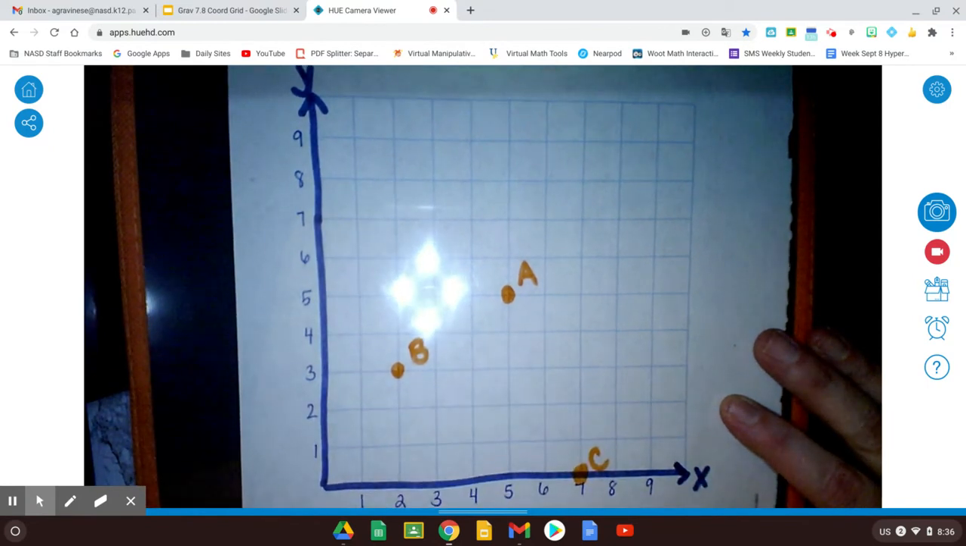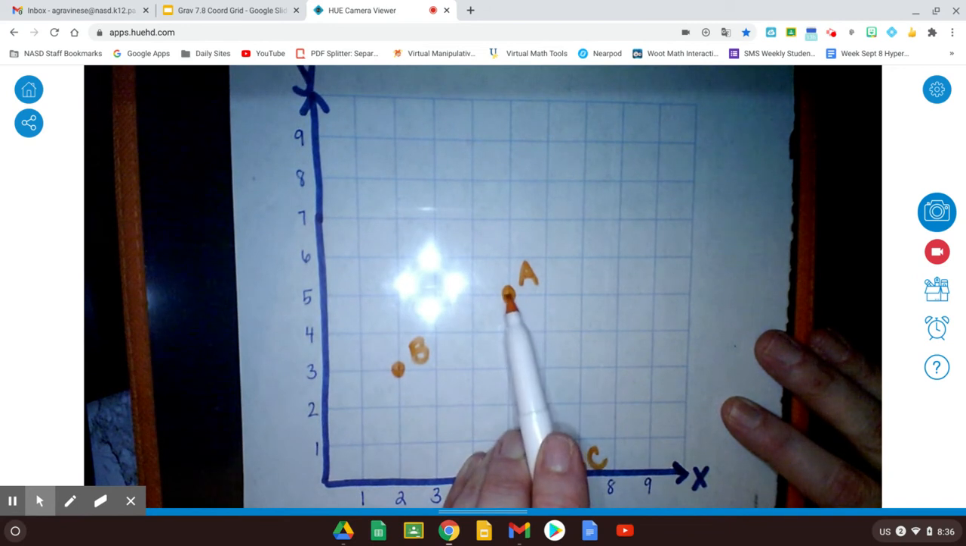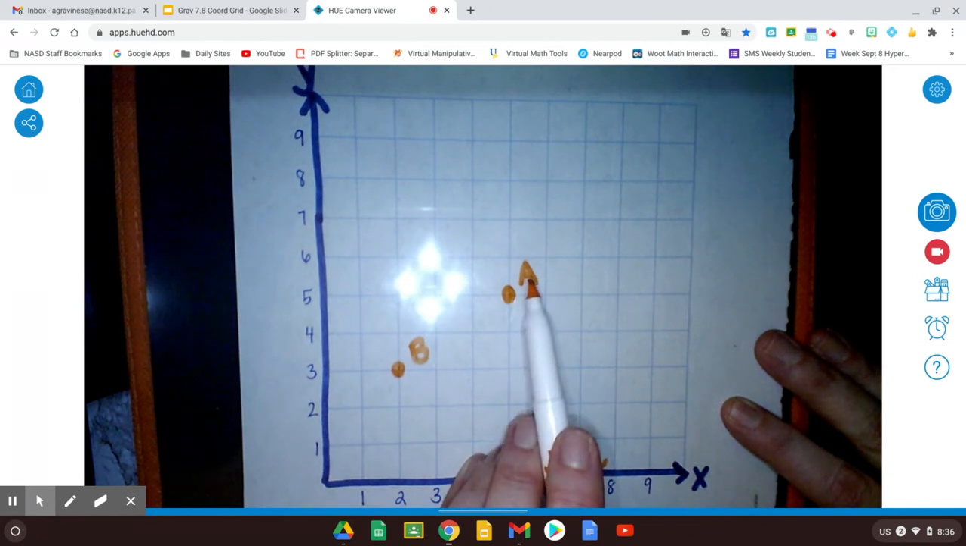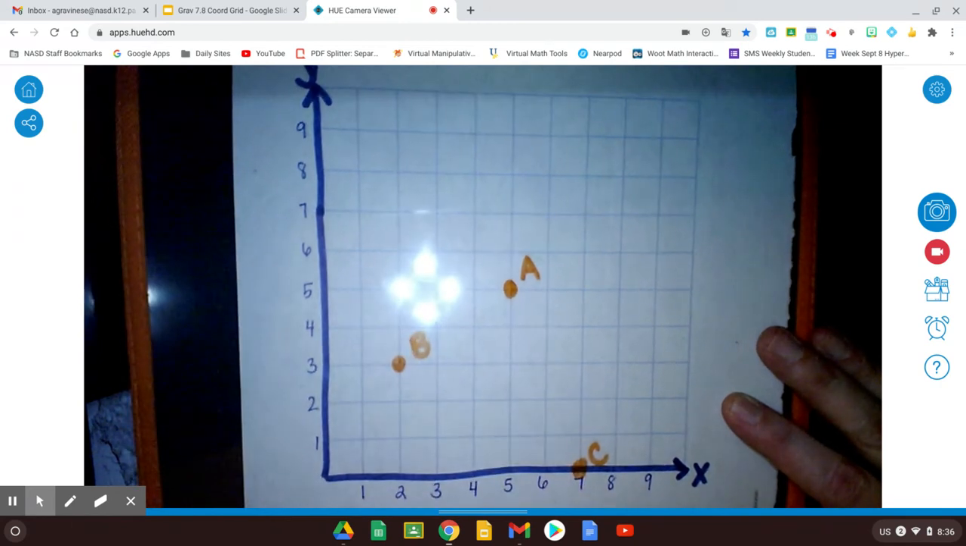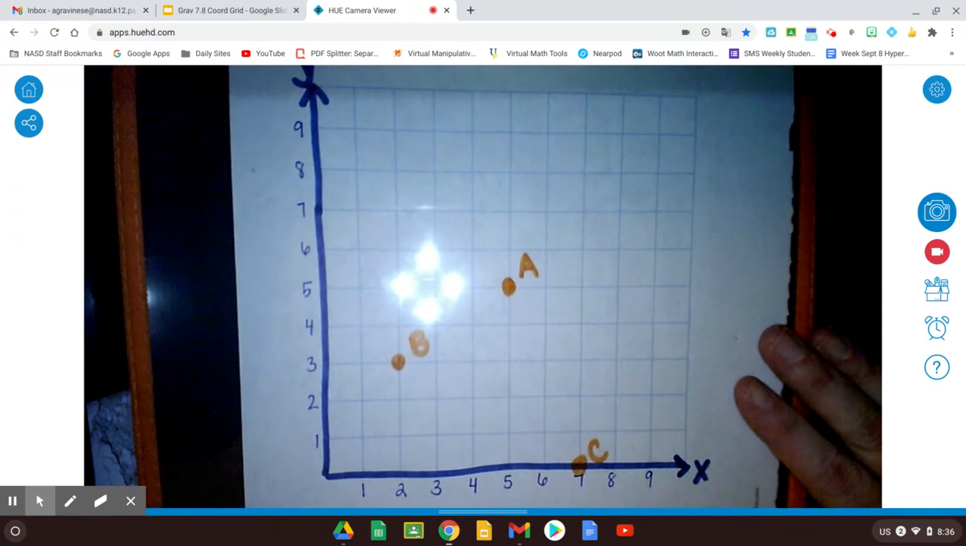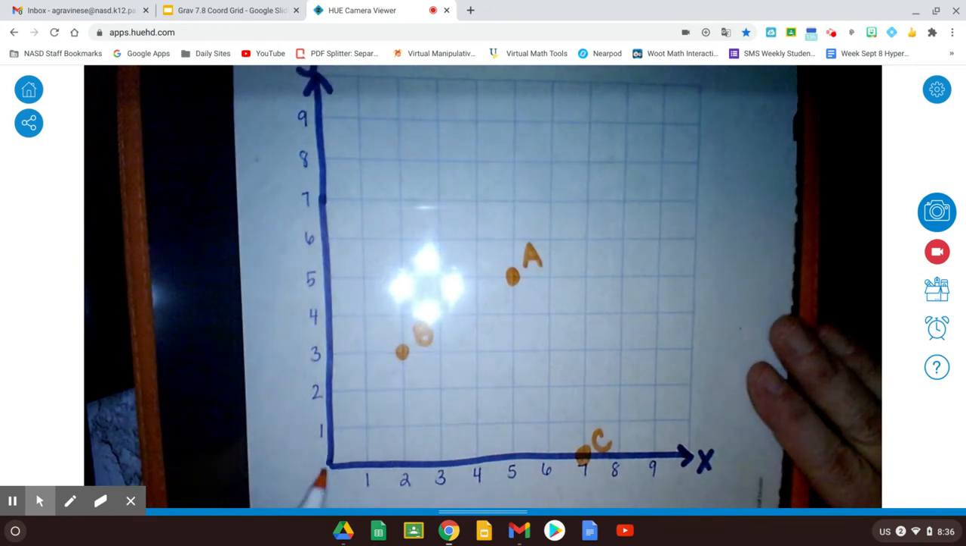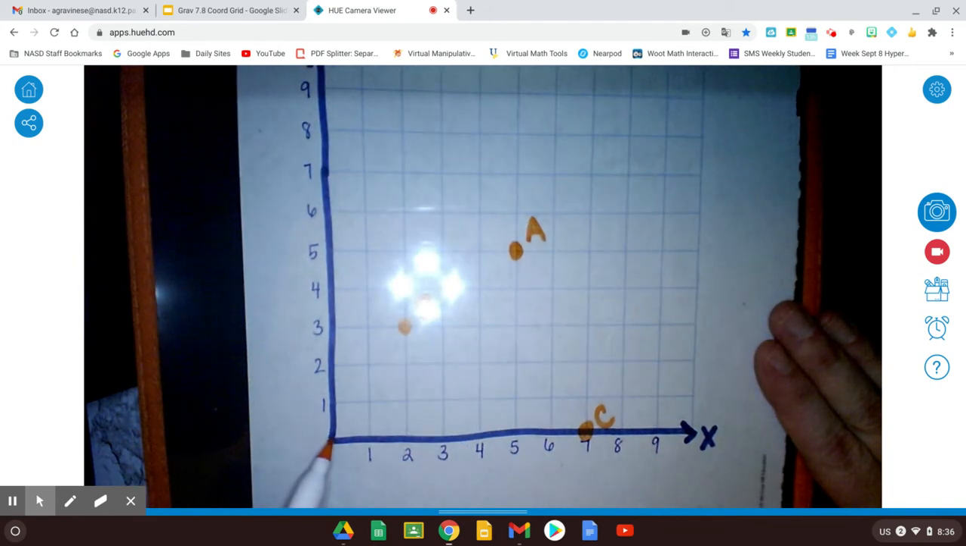We'll do 3, A, B, and C. Now the dot is where we're looking, okay? The letter is just near it, but the dot is where we're actually looking to find our ordered pair. So if we want to find the ordered pair for point A, we always start here at the origin where the two lines meet, 0, 0.